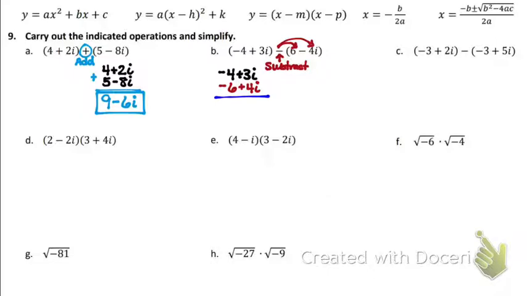What do I get when I combine a negative 4 and a negative 6 together? Negative 10. What do I get when I combine 3i and 4i? 7i.